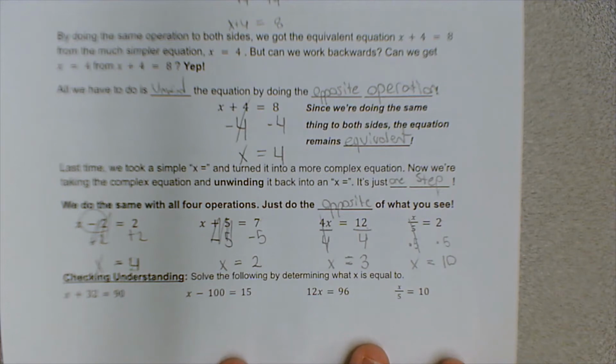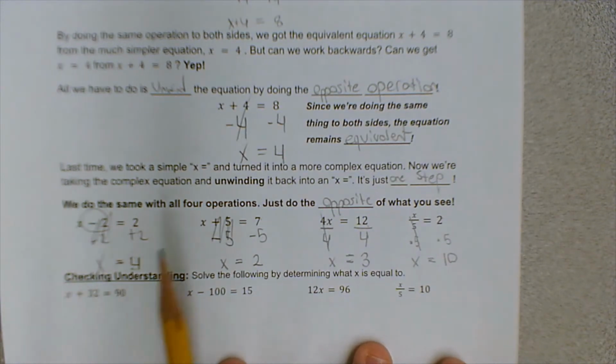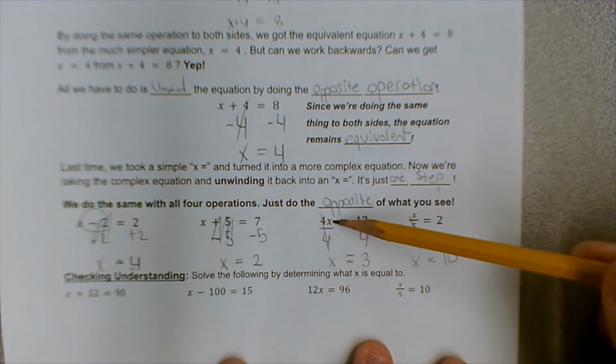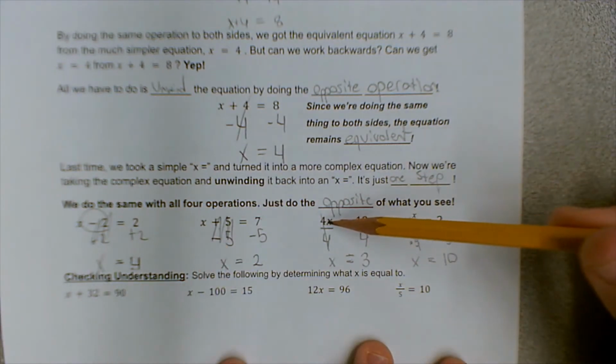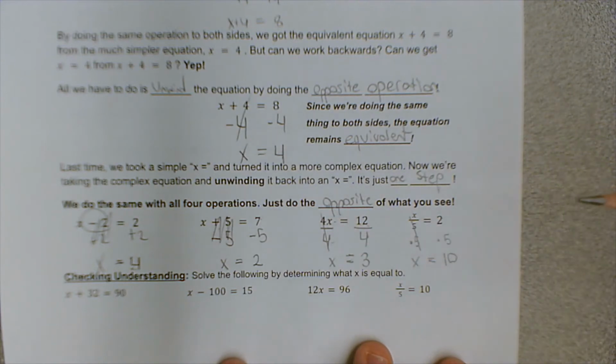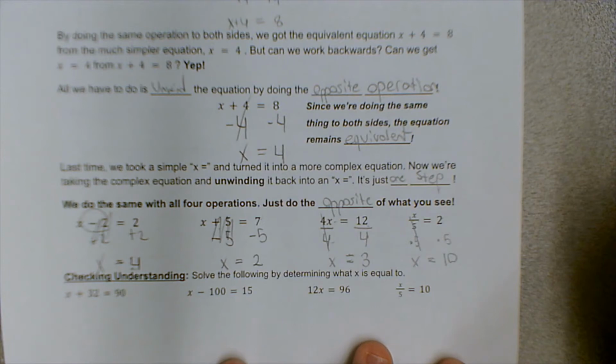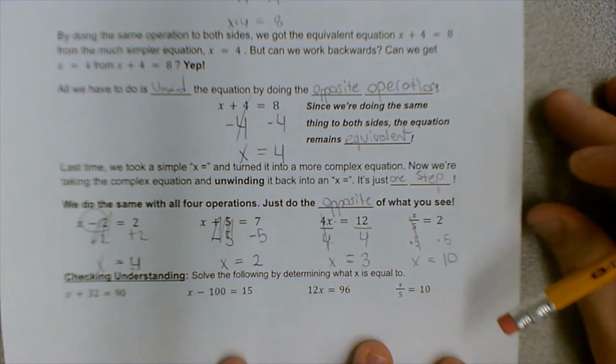So again, whether I have subtraction, addition, multiplication, or division, I'm just going to do the opposite of whatever I see. When I see subtraction, I'm going to add. When I see addition, I'm going to subtract. When I see multiplication, I'm going to divide. When I see division, I'm going to multiply. Do the opposite operation of what you see.